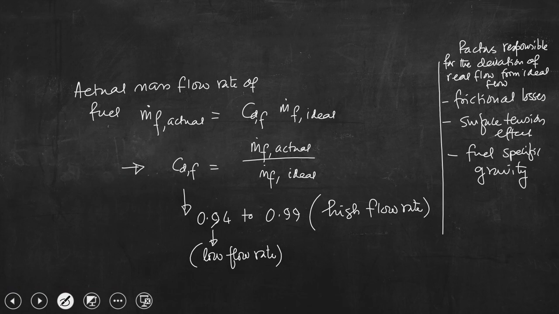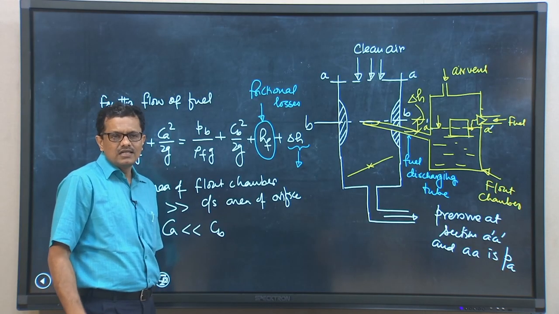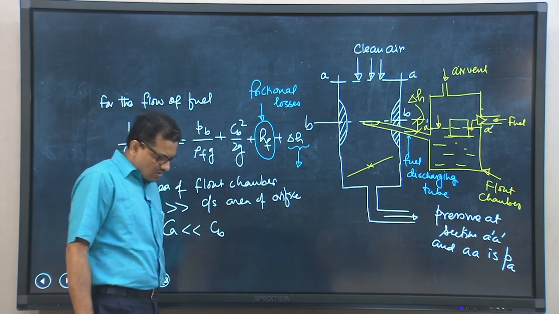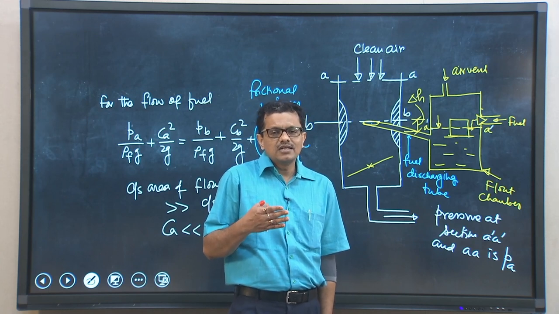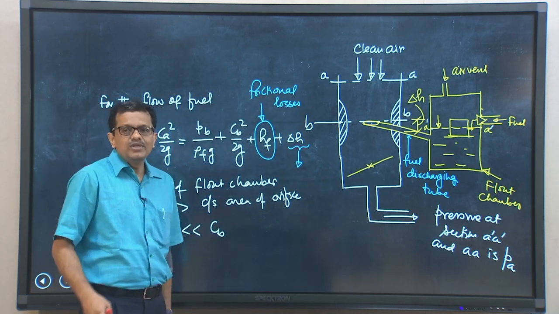So, if we mark them, this is the case. Okay. So, now let me discuss an important point, a very important point. In the last class, we had assumed that this is steady state steady flow. In fact, in today's class also, we had written the energy equation in its steady form, not in its unsteady form. So, we are assuming that the flow, whether it is flow of air or flow of fuel from the float chamber to the orifice point, is steady. Whether it would be the case in real applications or not, that we need to know.